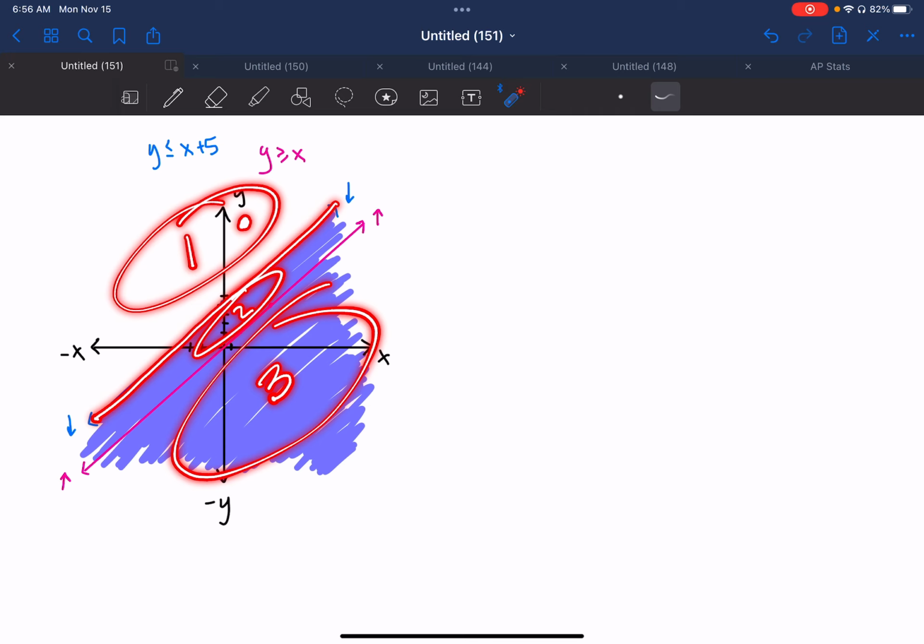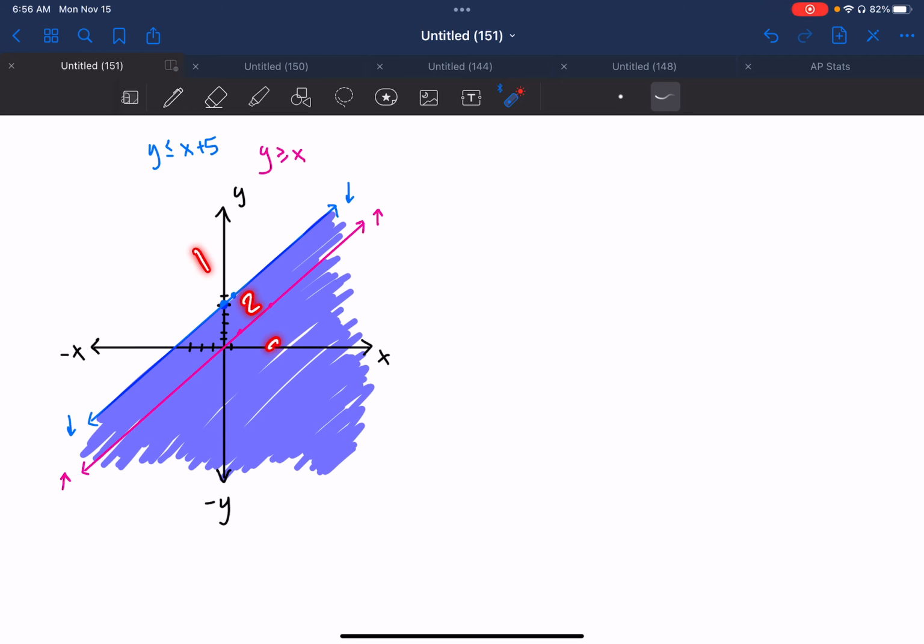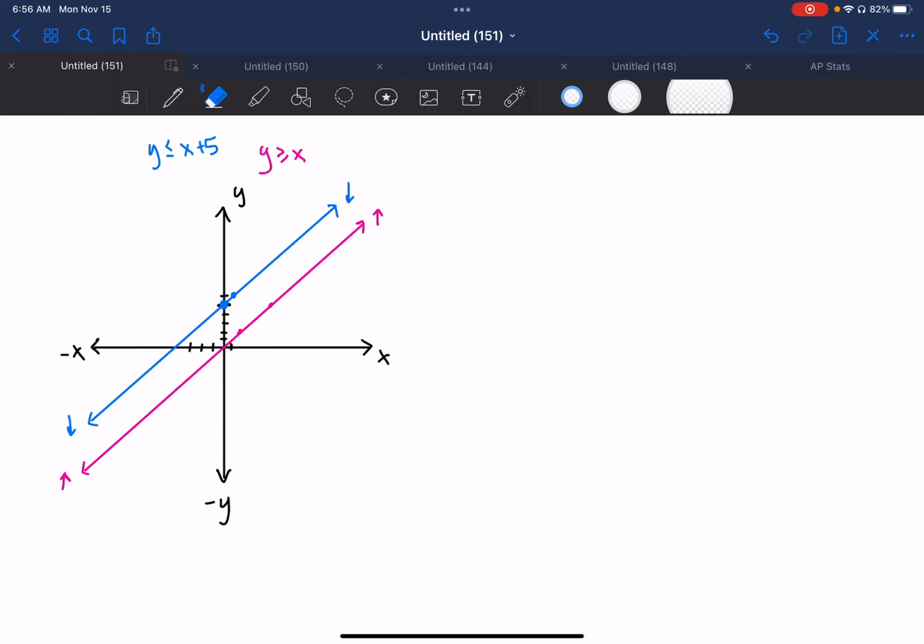No, that is not. 5, 1, 2, 3. What if I pick a point right here? Is this point above the pink line? No, it's not. So these two areas, here and here, should not be colored. So let me go ahead, get rid of that.